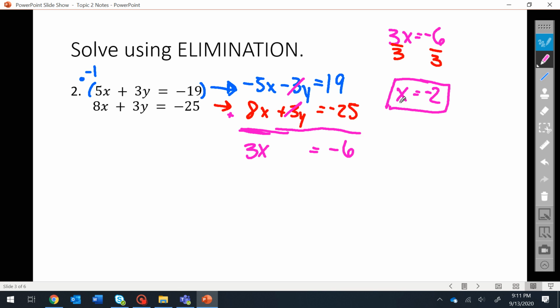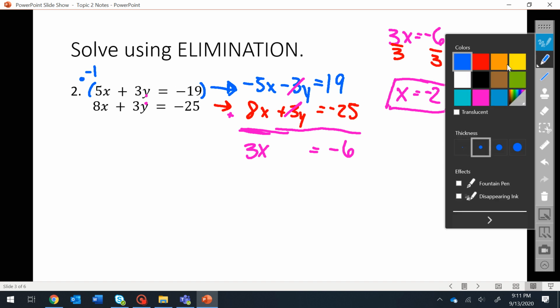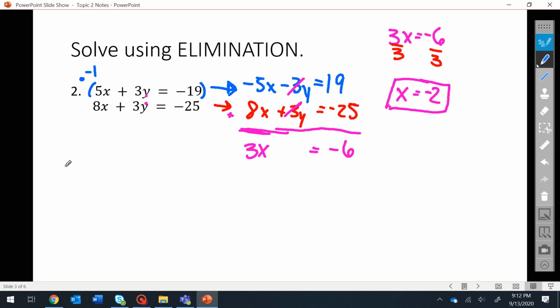So I can plug this x-coordinate into either one of these equations to get the y-coordinate. I'm going to go ahead and plug it into the first equation: 5x plus 3y equals negative 19. Well, wait a minute, I know what x is: negative 2. So 5 times negative 2 plus 3y equals negative 19. So that gives me negative 10 plus 3y equals negative 19.